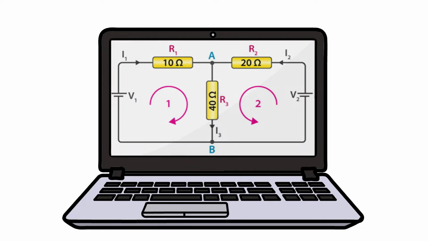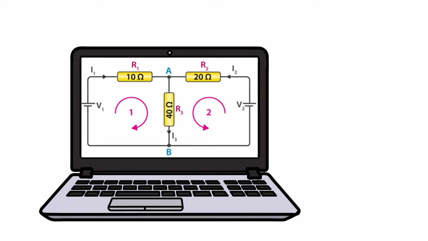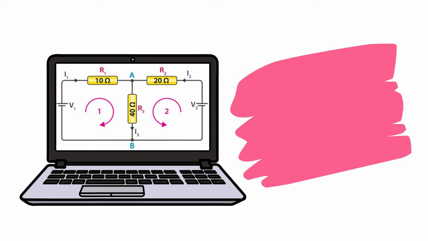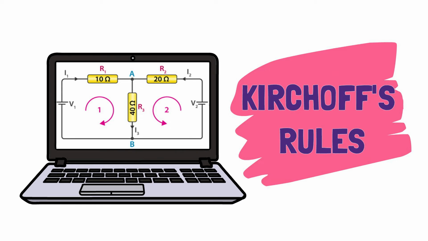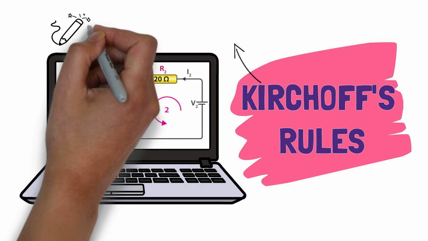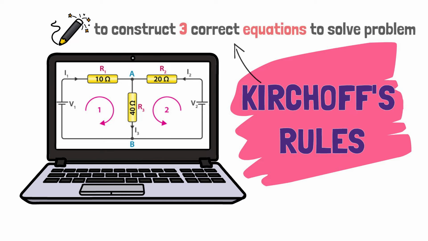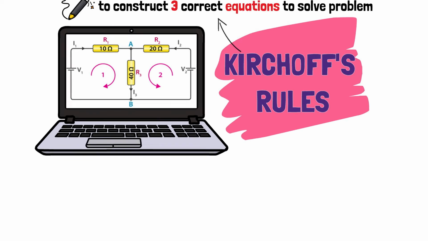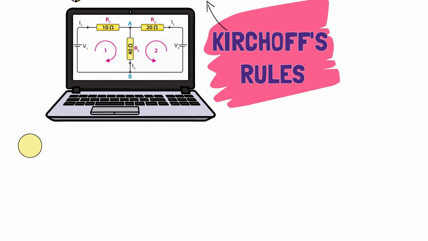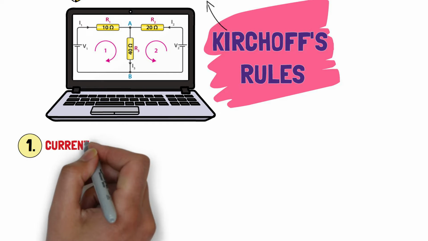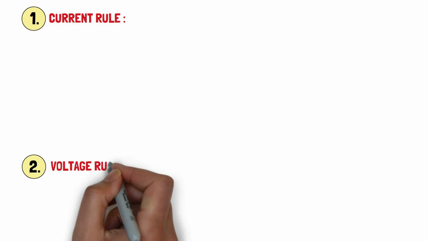Okay, dalam video kali ini kita nak discuss pula berkaitan dengan Kirchoff rules. So, under this subtopic, we will discuss about how to construct 3 correct equations to solve problem that related to Kirchoff rules. Jadi, Kirchoff rule ini kita bahagikan kepada 2 bahagian. Yang pertama adalah current rule dan yang kedua adalah voltage rule.